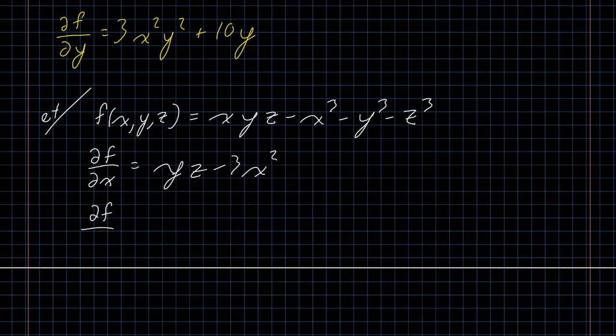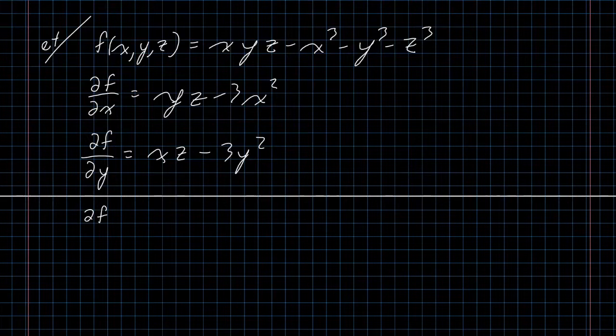I can take the derivative of f with respect to y. I will get xz minus 3y squared. And I can take the derivative of my function f with respect to z, and I'll get xy minus 3z squared. Right. So the partial derivative, again, if you have a function with several variables in it and you want to take a partial derivative, you take the derivative with respect to one term and you leave the other terms alone as though they were constants.